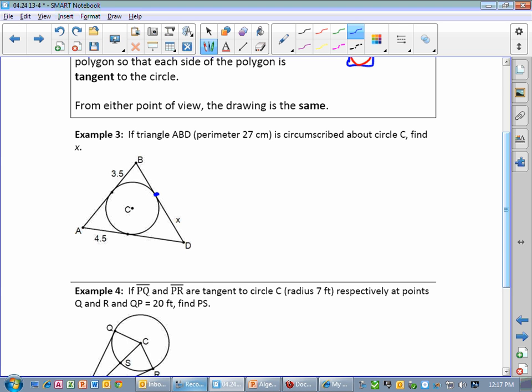Well, the second theorem that we looked at said if we have an exterior point with two tangent lines on the circle, then those segments must be congruent. So that means from B to this point of tangency will be the same as B to this point of tangency. So this must be congruent to that. And from A to this point of tangency, that must be the same as A to this point of tangency. And finally, D to this point of tangency must be the same as D to this point of tangency. So that's congruent to that.